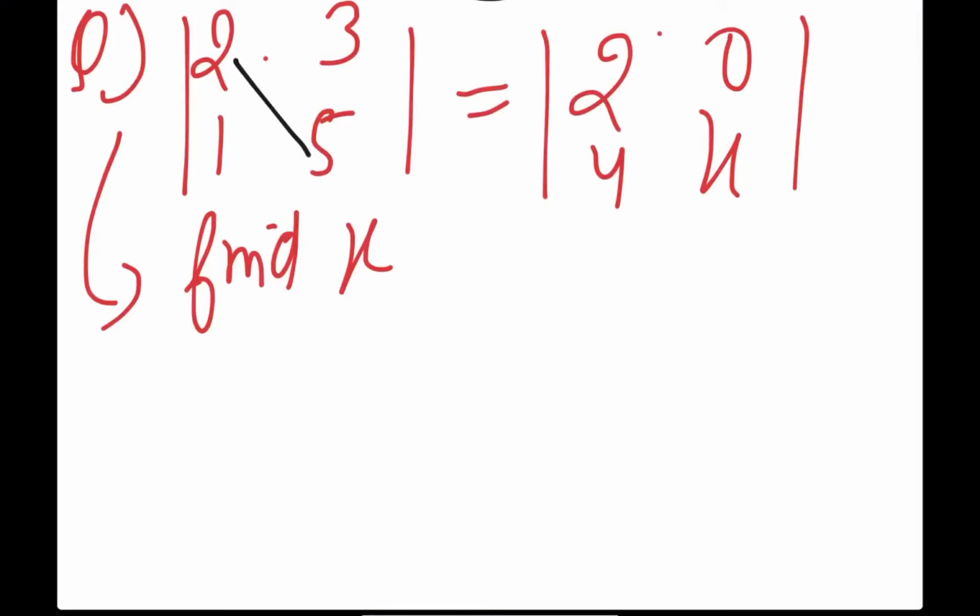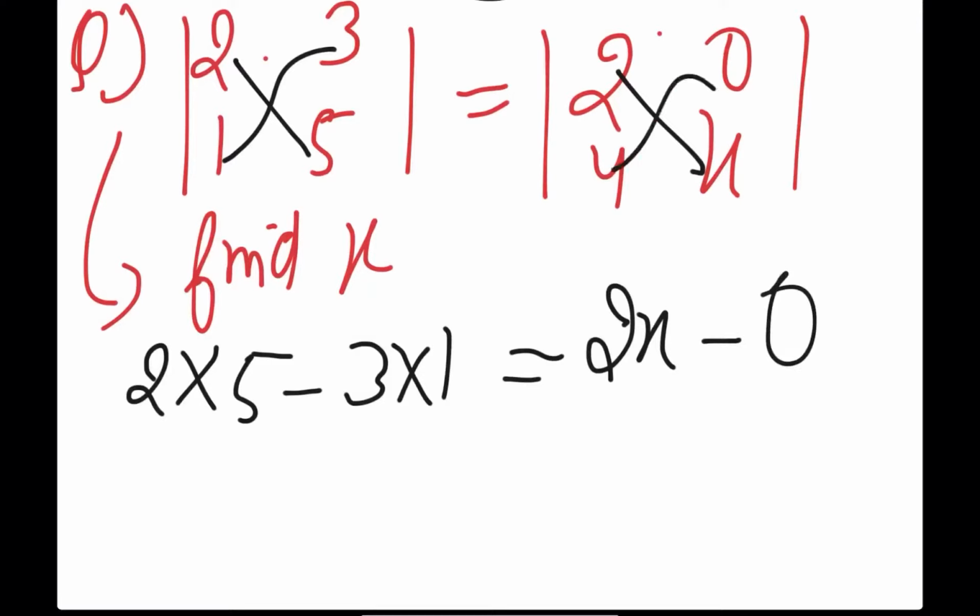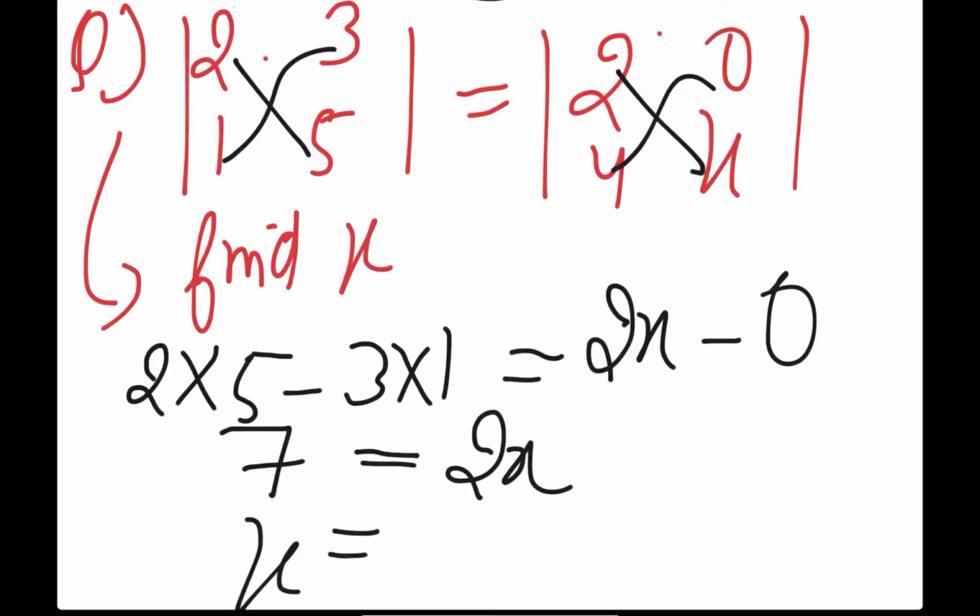This will become these two elements, that is 2 into 5, minus multiplication of these two, which is 3 into 1, which becomes equal to this determinant, which becomes 2 into x, that is 2x, minus 4 into 0, that is of course giving you a 0. Okay, so 2 5s are 10 minus 3 is equal to 7 is equal to 2x. So what is x? X is equal to 7 by 2.